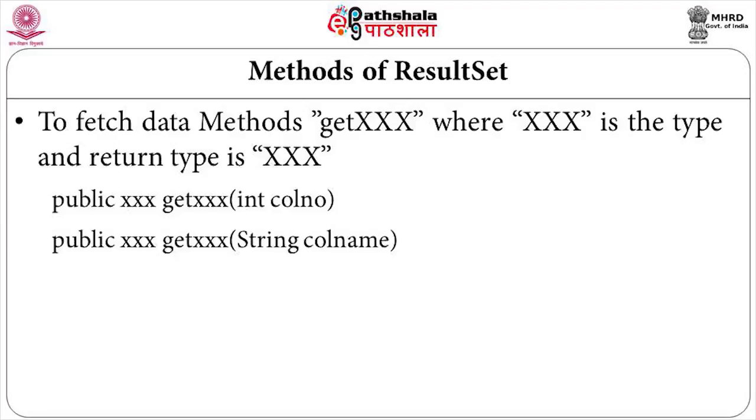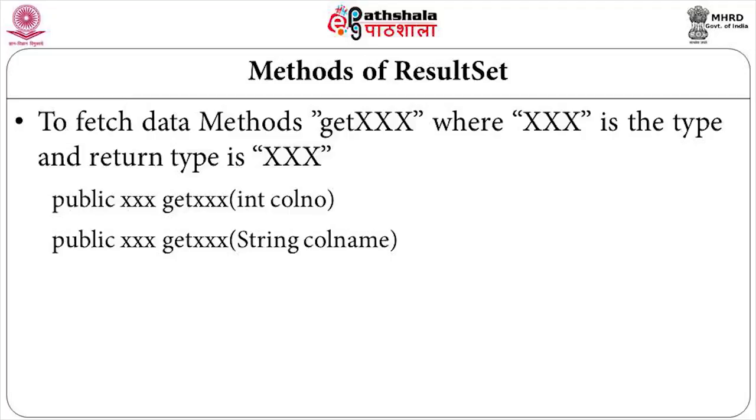So getXXX methods return XXX. That is, getString returns String. getDate would return Date. getTime would return Time. getBlob returns Blob. So the getXXX methods extract the values from the table, from the result set. Once we have obtained the result set, this is how we get the values from the result set.